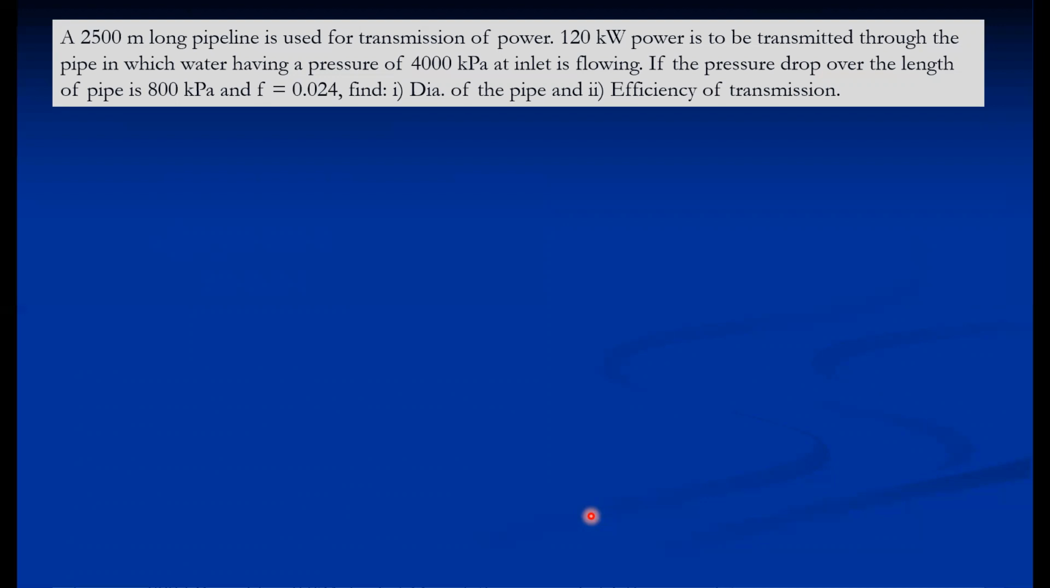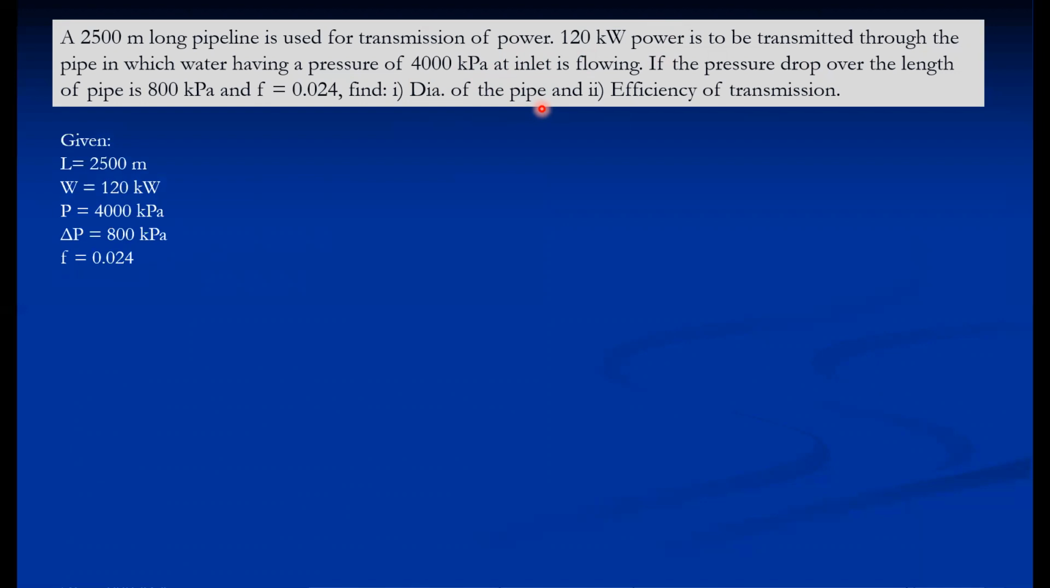Here we have to design the pipeline for this distance. Generally in practice, we have the distance, we have the capacity that is expected, and we know the head available at the inlet. To meet these conditions, what should be the diameter of the pipe? So these are practical examples. First of all, we'll write the given information.